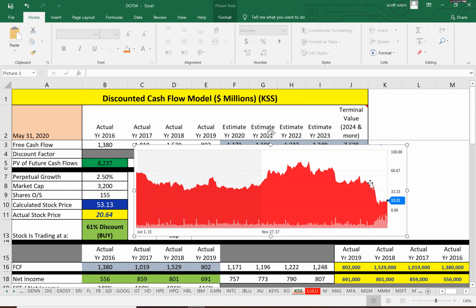Let's see how Kohl's is trading closer to intrinsic value earlier this year. And it's really dropped a lot. So stocks can trade higher or lower than intrinsic value. The stock price is based on supply and demand of the market. If more people want to buy a stock, the price gets bid up. And if more people want to sell a stock, the price gets pushed down.